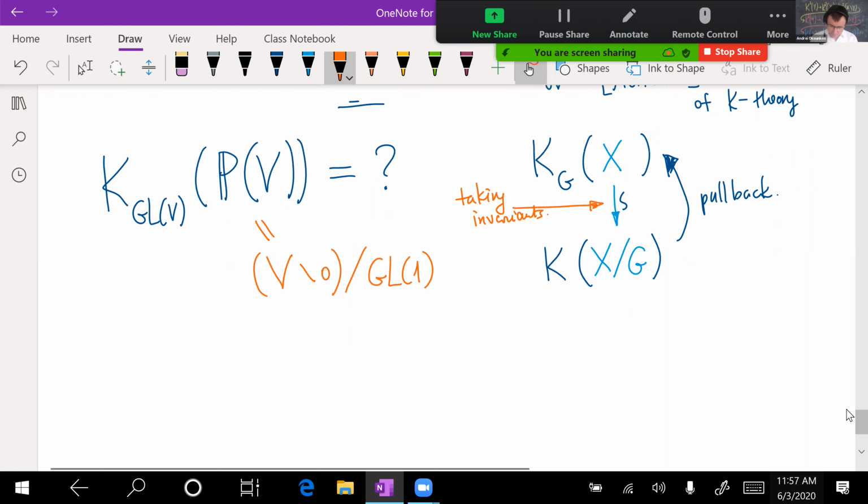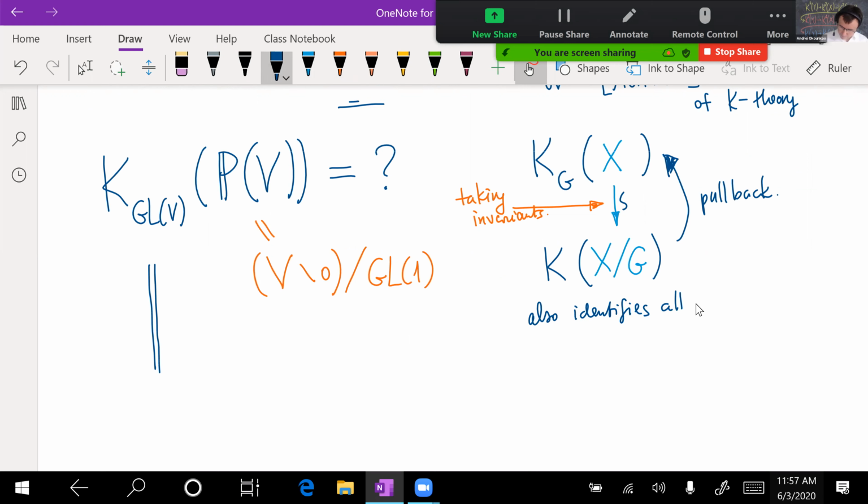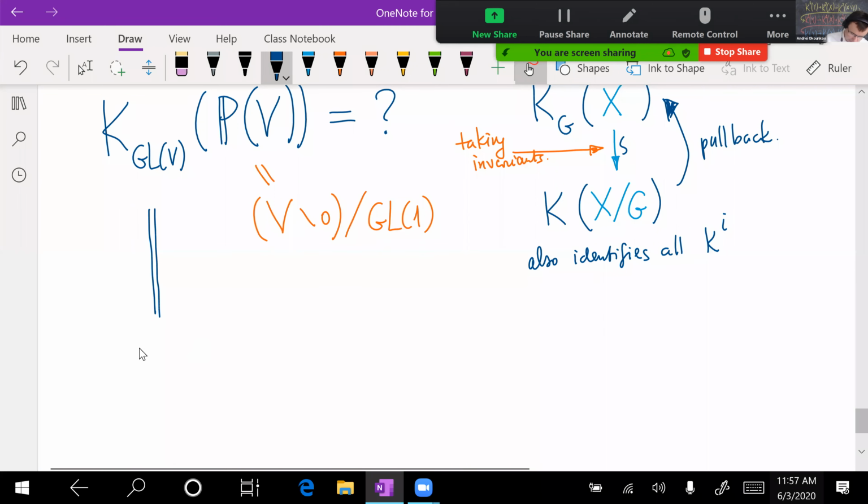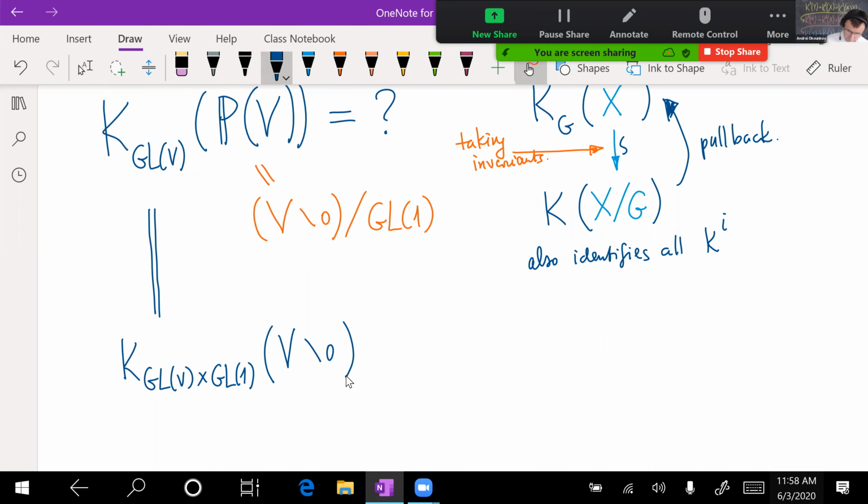So the first step is that we identify this. This is kind of important, as it also identifies all higher K groups. We're not going to talk more about higher K groups in this course. And so this is the same as taking GLV cross GL1 acting on V, take out the origin. That was the first step.